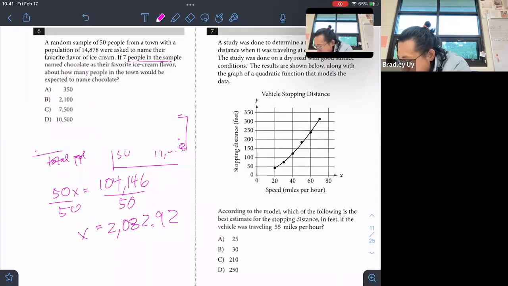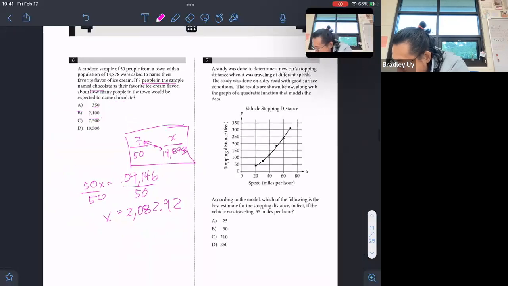Proportions are very important, guys, and try to think about those techniques here. Whenever you have a fraction equals a fraction, I recommend cross multiplying. And just remember it yields an equal sign.